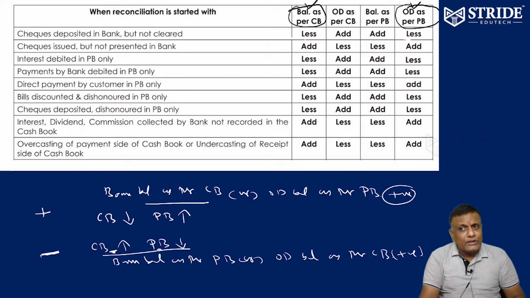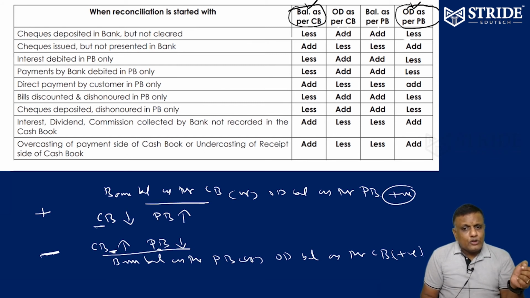Suppose the reverse case, I told you the reverse case. Suppose OD balance as per Cashbook or bank balance as per Passbook is the starting point. So what are the items you have less so far? It is going to be added. That's a simple idea. So bank balance as per Cashbook, OD balance as per Passbook, same treatment. OD balance as per Cashbook, bank balance as per Passbook, same treatment. These two are the starting point, add. That's the difference. Check issued but not presented in bank. Once a check is issued, automatically your Cashbook shows a lower balance.